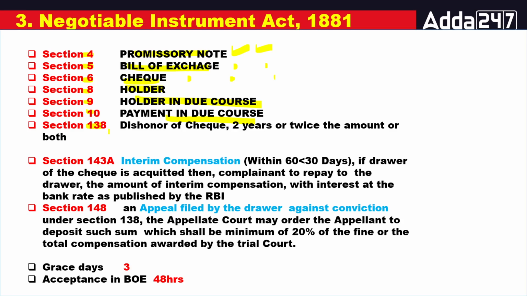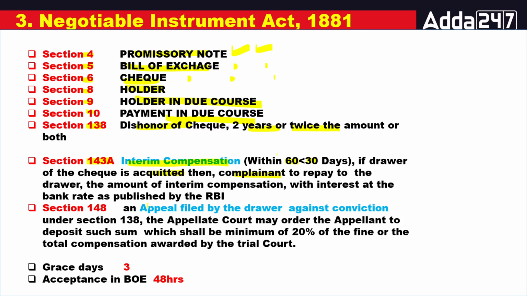Section 138 talks about dishonor of cheque. Punishment is 2 years and twice the amount. 143A talks about interim compensation. Okay. Interim compensation is 20% of the amount of the cheque. Within 60 days you have to give, and up to 30 days extra will be given. If the drawer of the cheque is acquitted, then the complainant has to repay the amount.